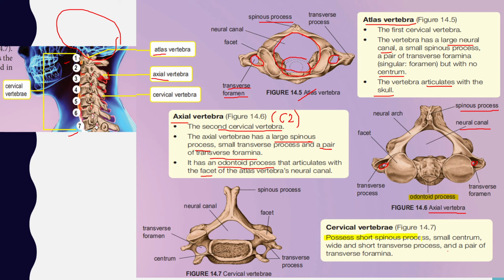possess: short spinous process. Spinous process, pendek. Small centrum, the body, this is the body, is also considered small, okay, as compared to lumbar vertebrae. Wide and short transverse process. Okay, let's look at the transverse process. This is it. Transverse process itu lebar, pendek sikit, and there is also a pair of transverse foramina. Okay, masih lagi dekat sini ada dia punya lubang. Transverse foramina.